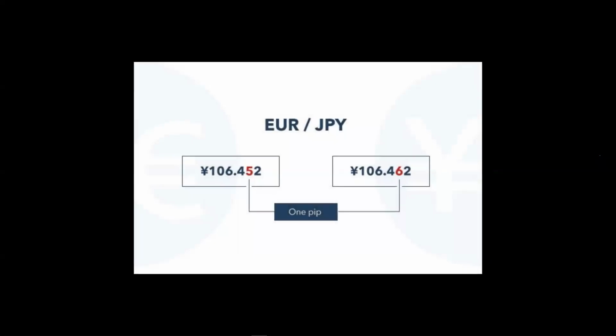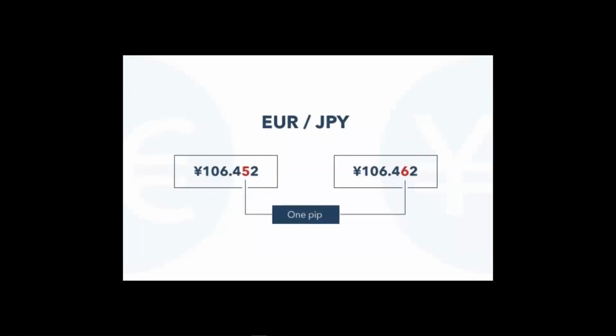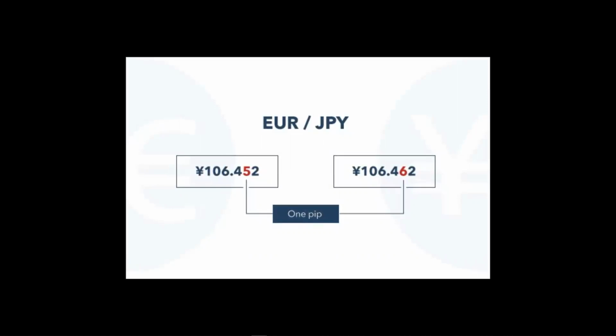The exception to this rule is when the quote currency is listed in much smaller denominations, with the most notable example being the Japanese yen. Here, a movement in the second decimal place constitutes a single pip. So if Euro JPY moves from 106.452 to 106.462, again, it has moved a single pip.